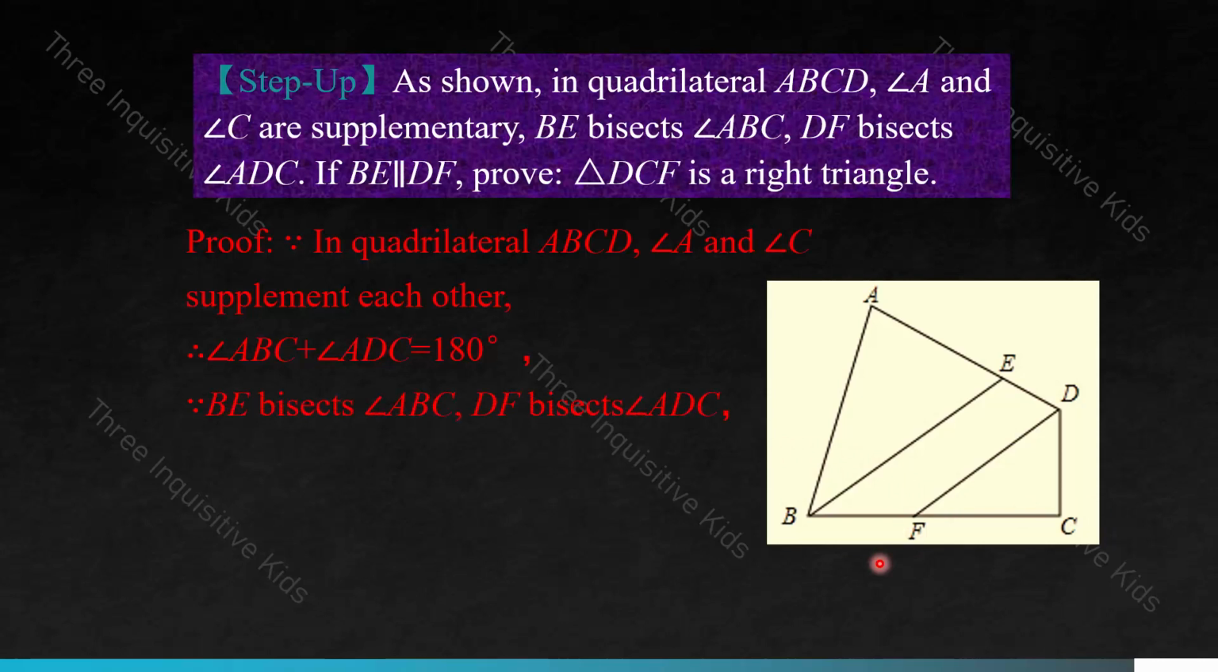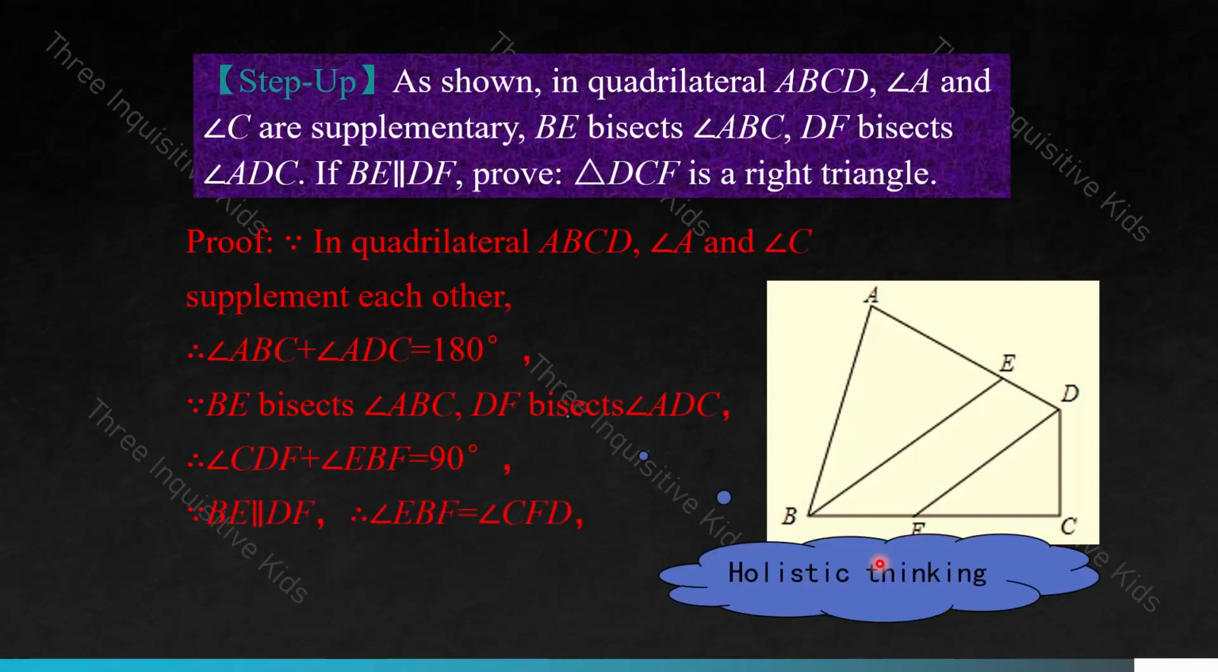Because BE bisects angle ABC and DF bisects angle ADC, we know that the sum of angles CDF and EBF is 90 degrees, so they complement each other. This is using holistic thinking. Therefore, triangle DCF is a right triangle.